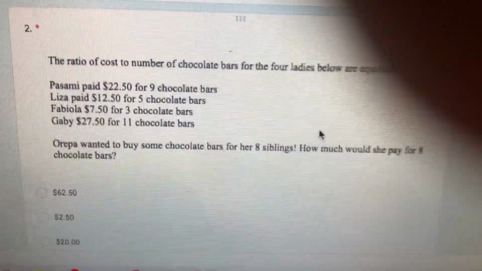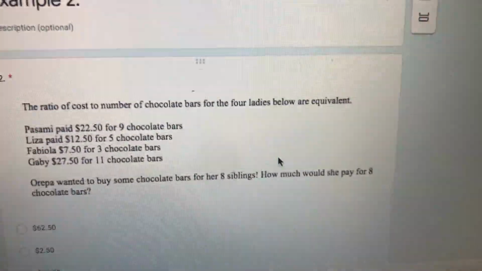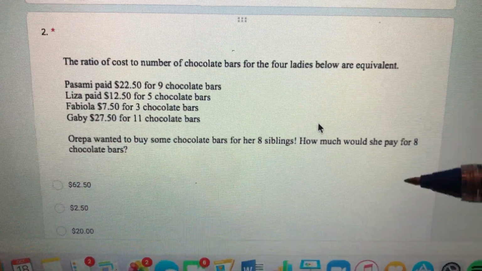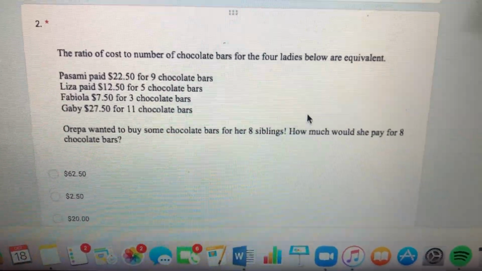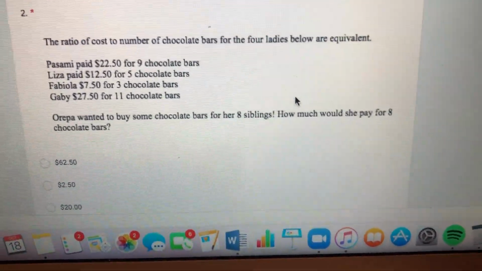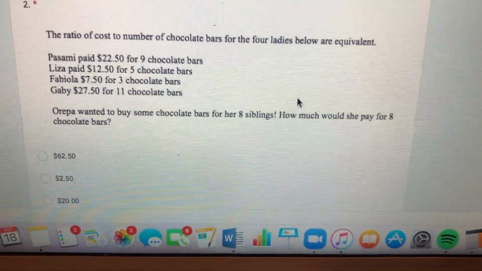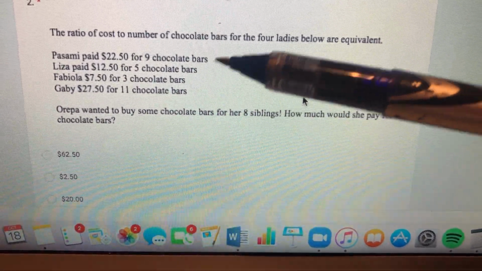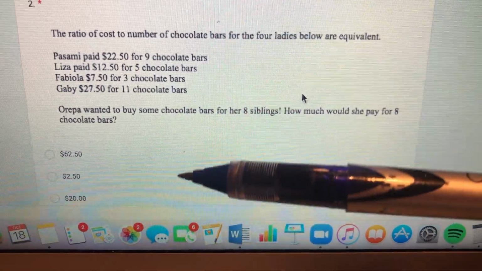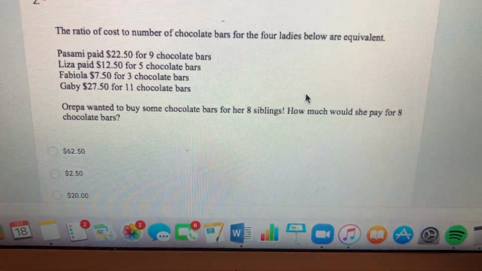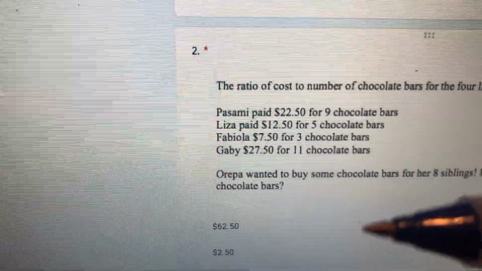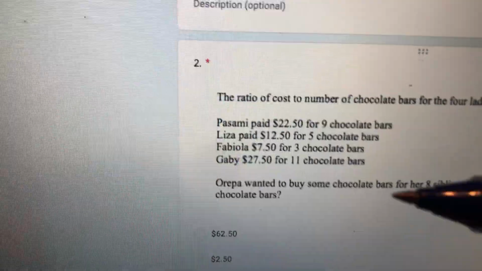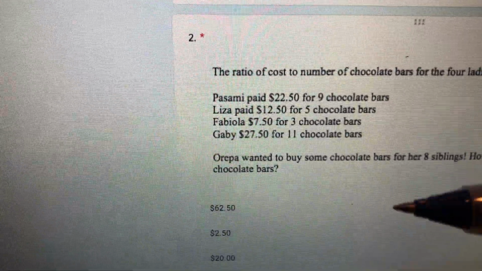So, again, if I need to know how much she would pay for 8 chocolate bars, I have to know, well, what is the price for 1 chocolate bar? And if I need to know that, then I need to look at these ratios to help me figure out how much 1 chocolate bar costs. So all of these are decimals. So we're just going to choose any one of them, really any one of them.